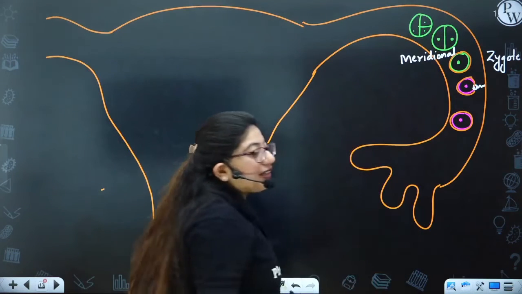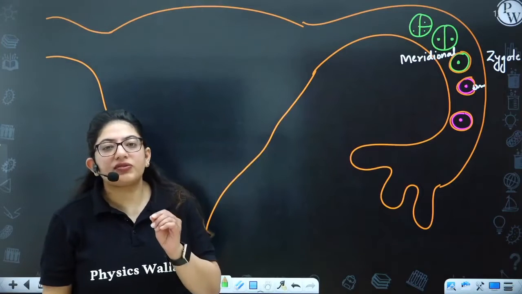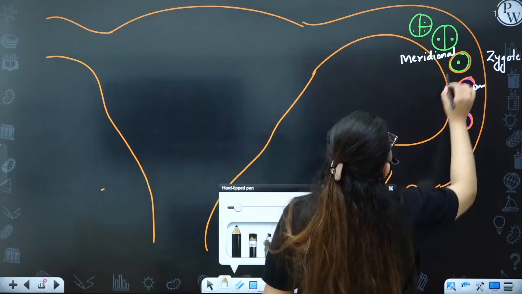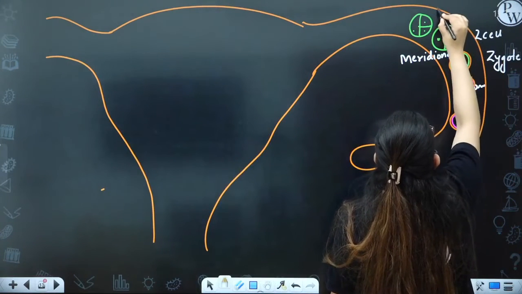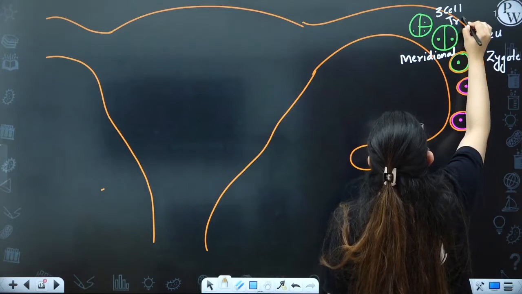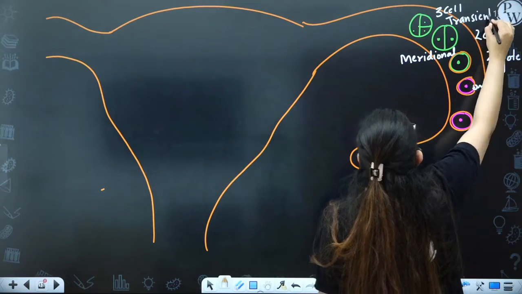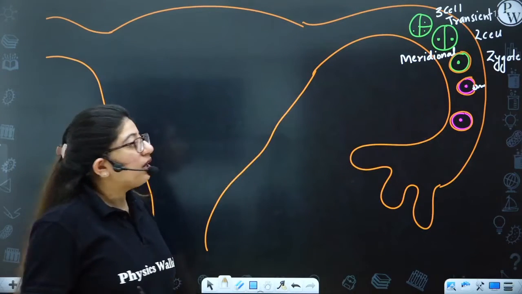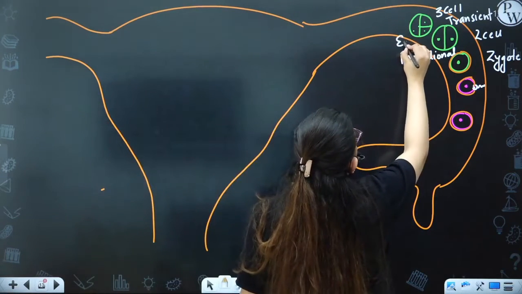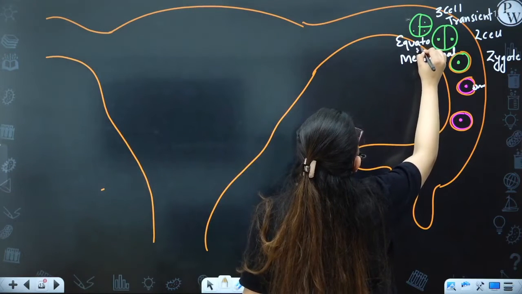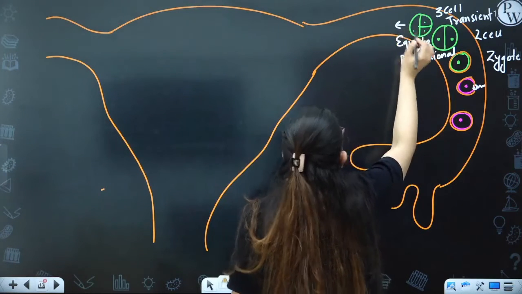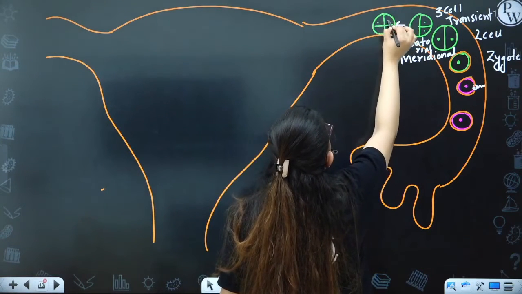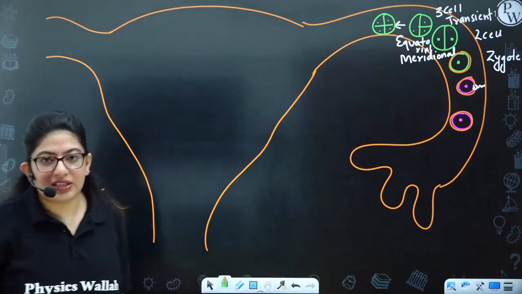This will lead to a three cell transient stage. So this is the two cell stage, and this is the three cell transient stage. I hope that's visible to you. After this, the division is equatorial, guys. Then again the meridional division will take place, and here a four cell stage is formed.